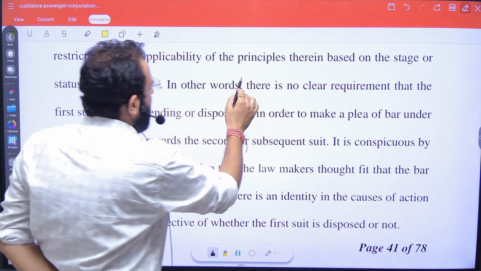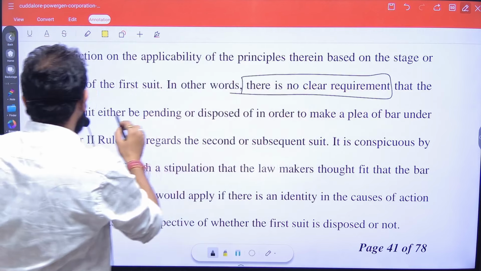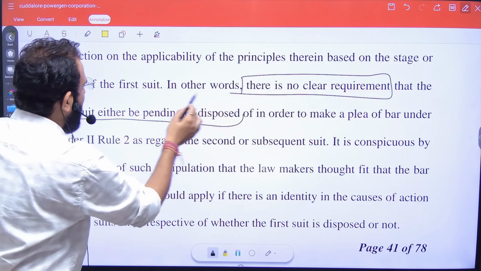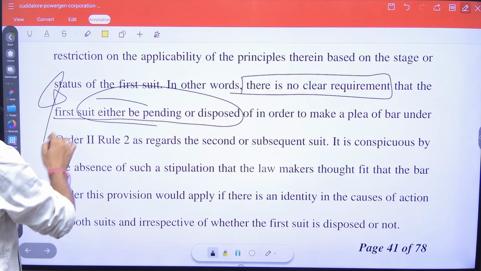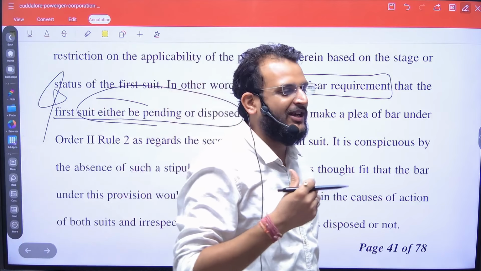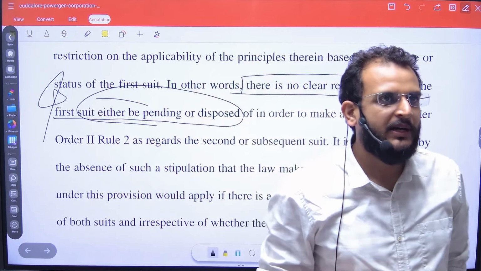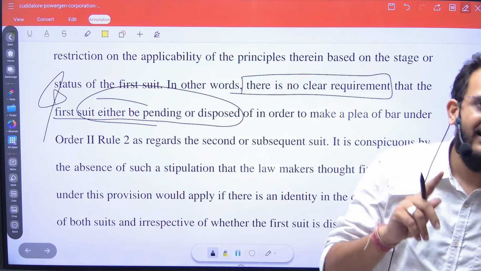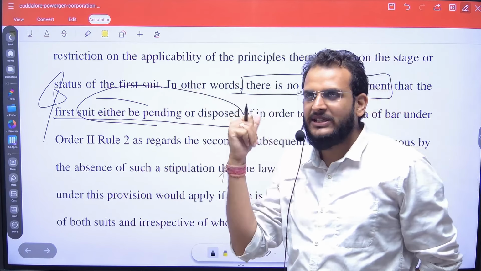In other words, there is no clear requirement that the first suit either be pending or disposed. Very important. रेस सबजुडिस और रेस जुडिकाटा का कॉम्बिनेशन है ऑर्डर टू रूल 2. ओके, रेस जुडिकाटा एंड रेस सबजुडिस दोनों का कॉम्बिनेशन दिखता है आपको यहां पे.